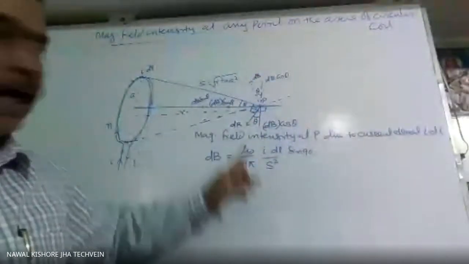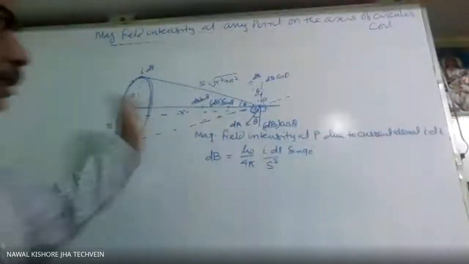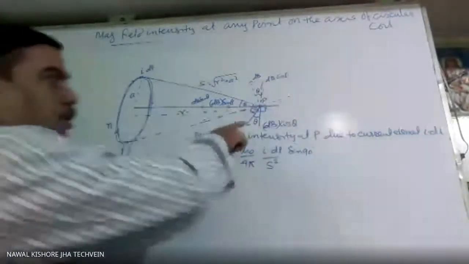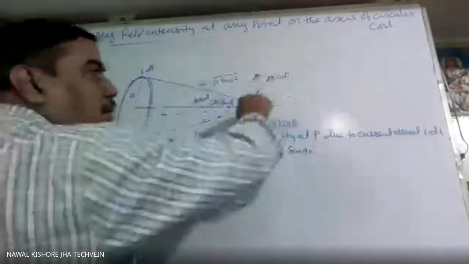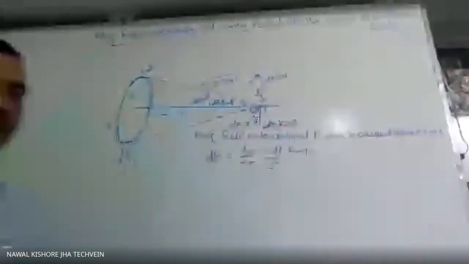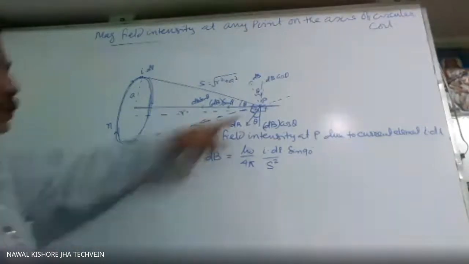So we will have net field towards the center if the current is clockwise. If the current is anti-clockwise, away from the center. Because in that case, this dB will not come here. This dB will go that side. One component this side, one component this side. So away from the center it will come. So dB cos theta will be cancelled.